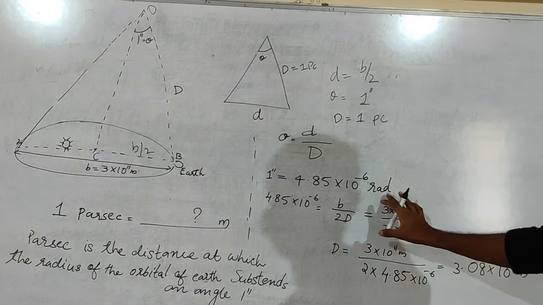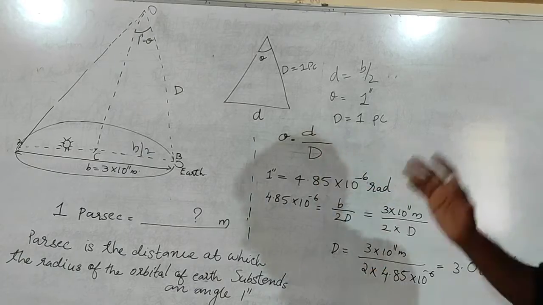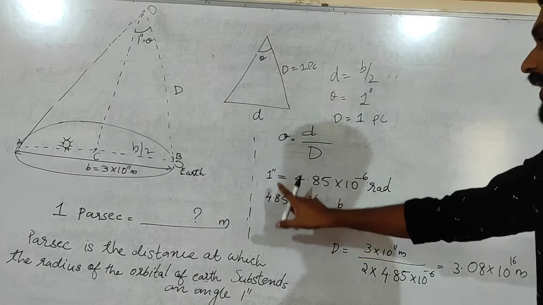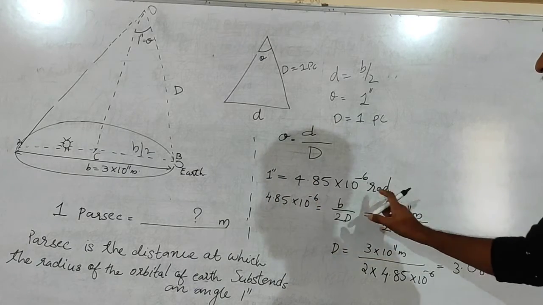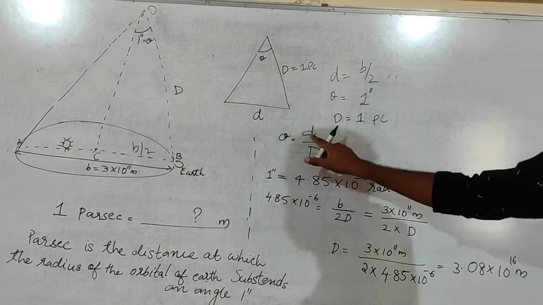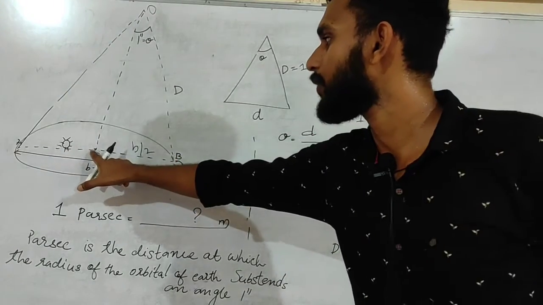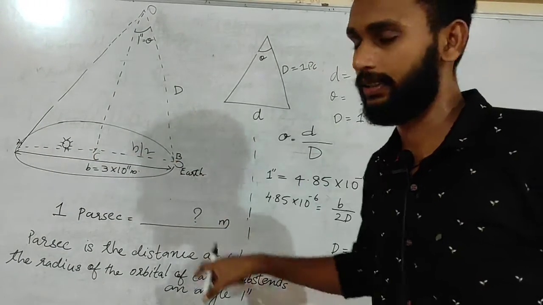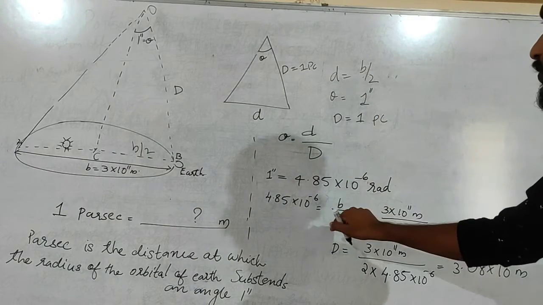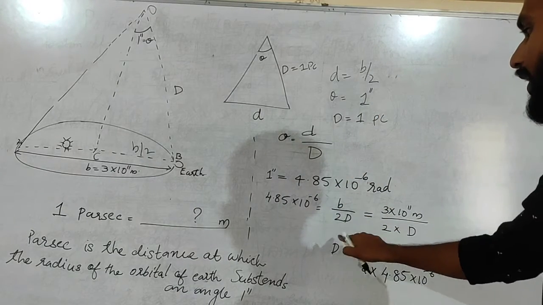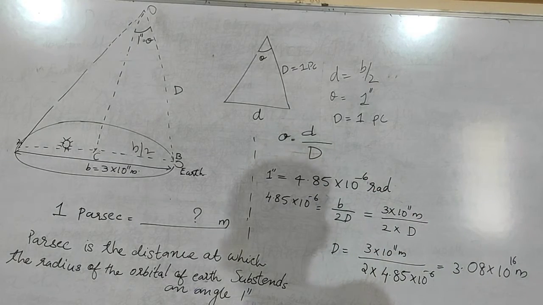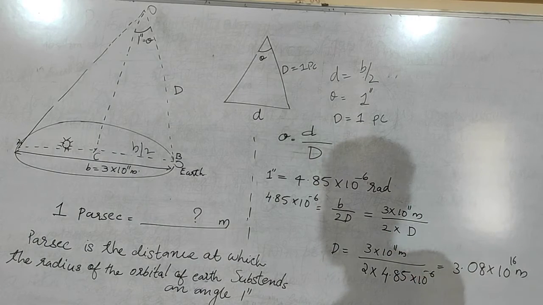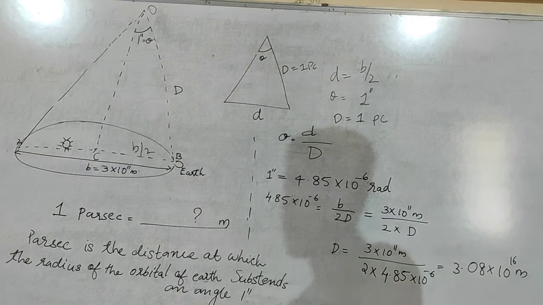Now we are substituting the theta, D and small d values. Theta is 4.85 into 10 to the power minus 6 radian, equal to small d, which is the distance between the center and the earth, that means the radius of the orbit of the earth. So that is B by 2, divided by the capital D. That is 3 into 10 to the power 11 meter divided by 2 into D, equal to 4.85 into 10 to the power minus 6.